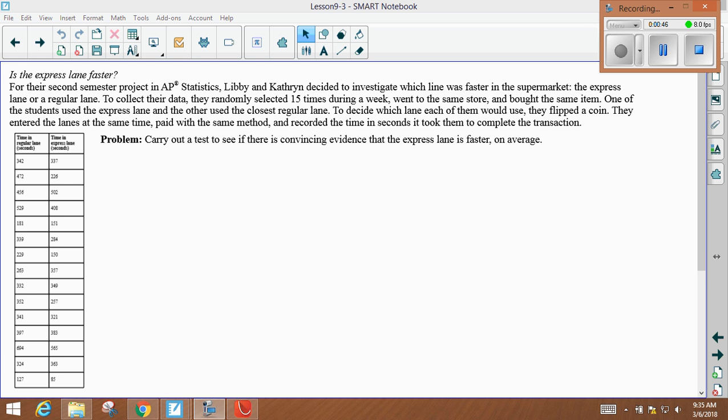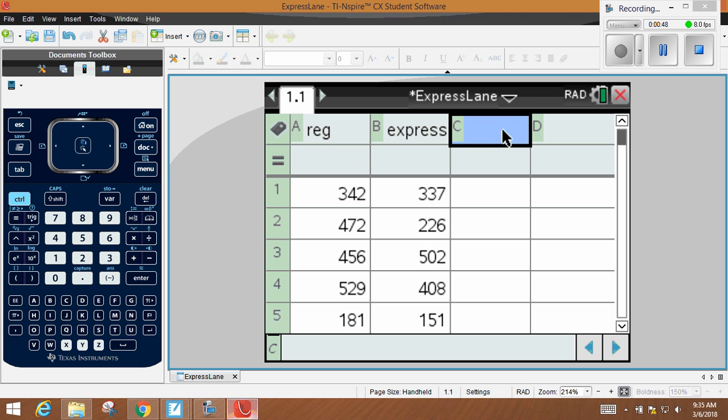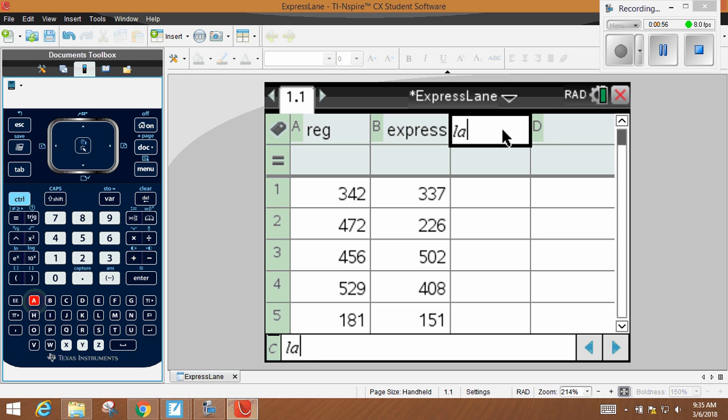So we can get our data that we have in our calculator. And we can call this one lane diff. I'm not using just diff because I have a feeling that it's already a function in the calculator, and if I put diff in there, it's going to be like, no, what are you trying to tell me what to do?